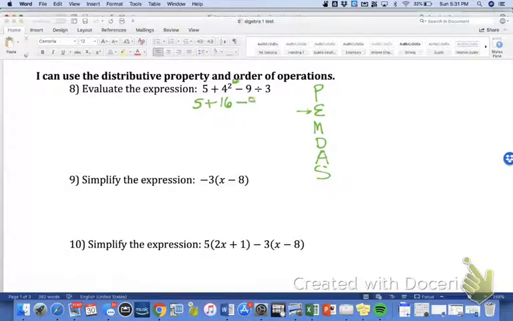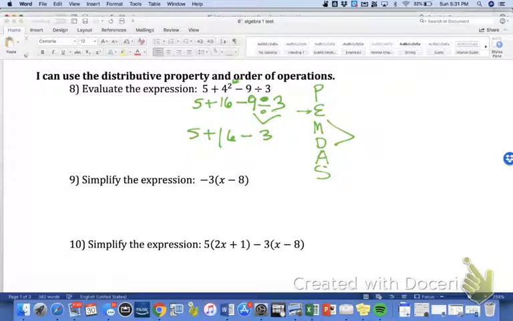So I'm going to make that 16, and then I'm going to bring everything else down. So then I've got to do multiplying and dividing next, and this is the only one that I have. So I'm going to do 9 divided by 3, which is 3. Bring everything else down.